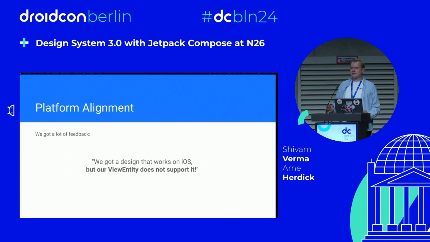Another point is platform alignment. So with the V2 system, we often had the situation where a designer would design something in Figma and it works, and they ask, let's say, an iOS developer, and they say it works. And then a week later, you come to the Android developer and they say, yeah, but the view entity doesn't support this because it's so closed off. And this was always super annoying, because then you need to modify the view entity, talk to the design system team, and it's a whole thing to do.